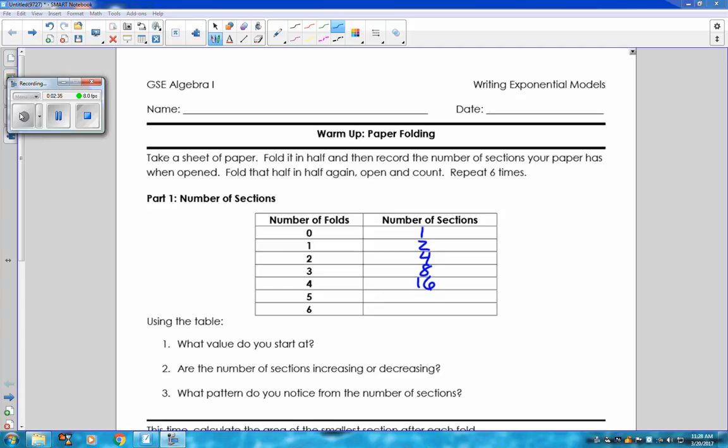It depends on how many times you folded it. I just folded it. It was like this. I had 8. I did it again. So that would be 16. And if you fold it again, how many do you think it will be? Not 24. How many? Count them. And you need to be writing.